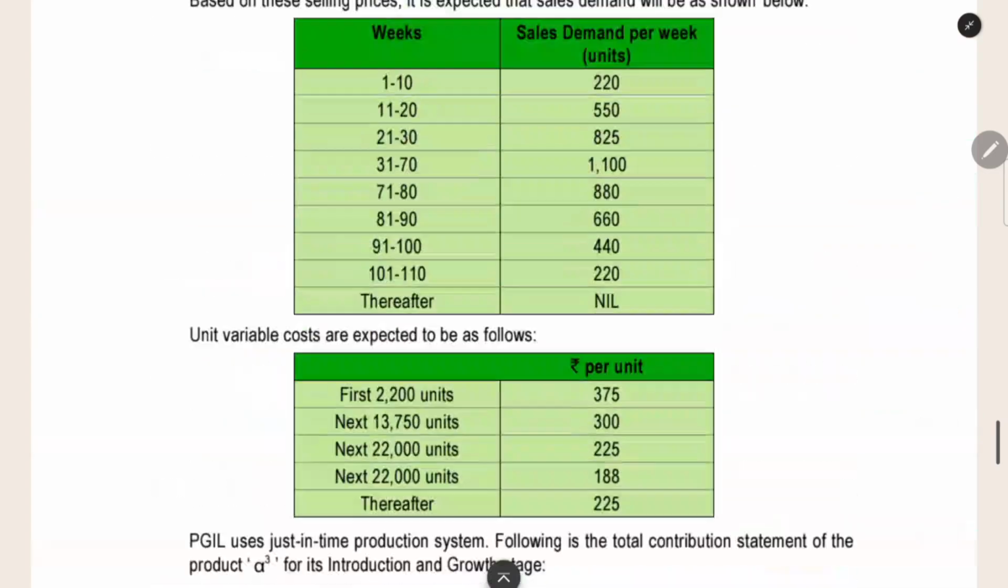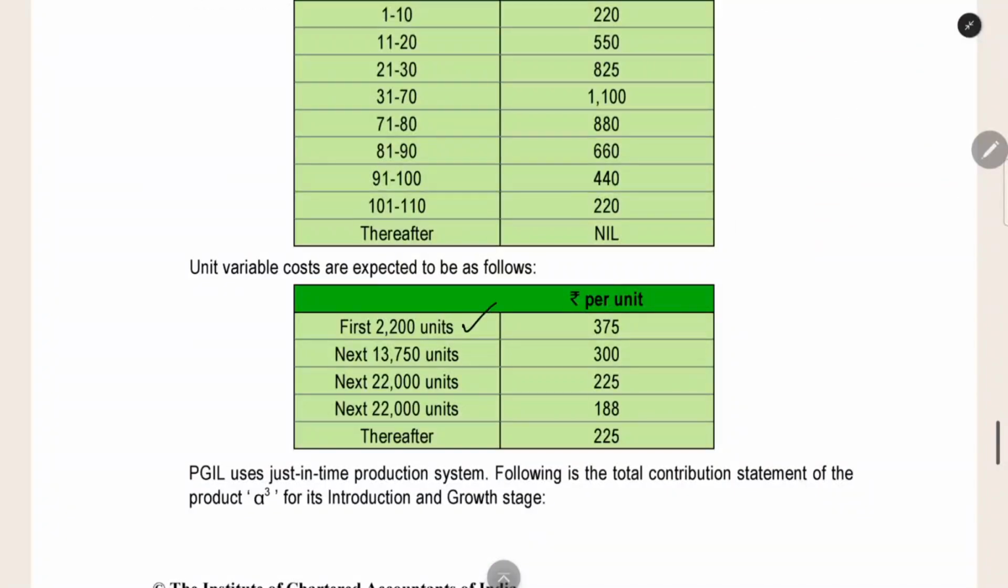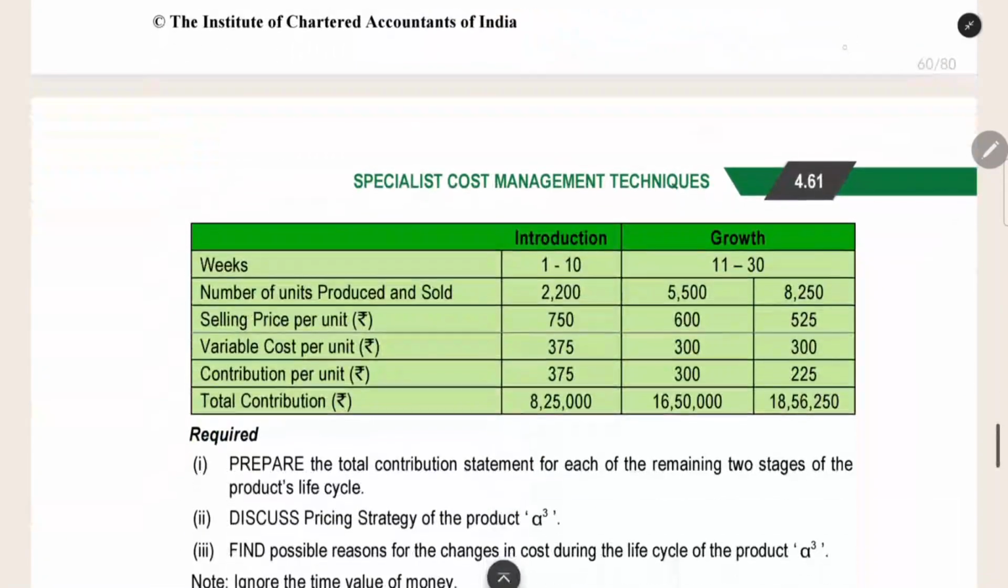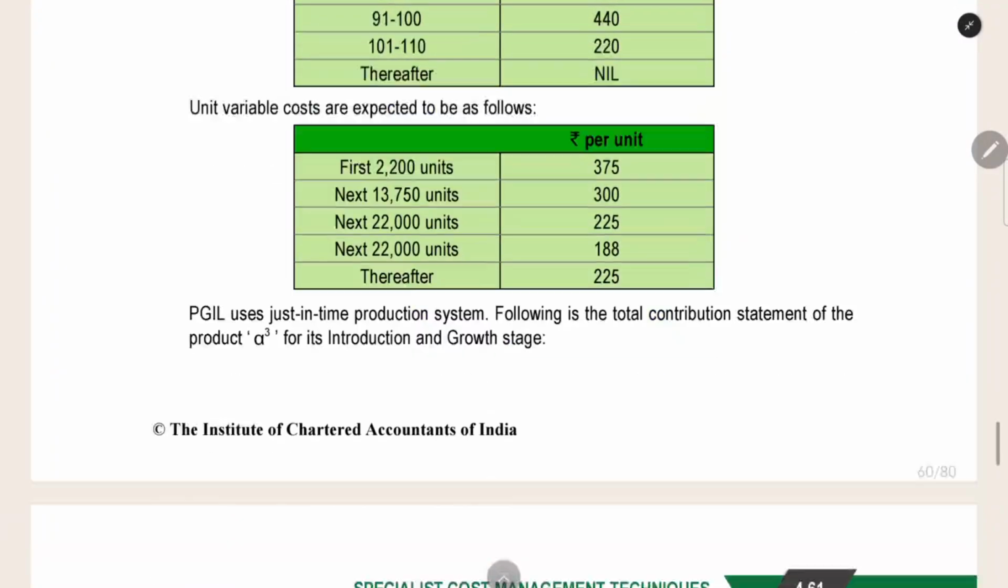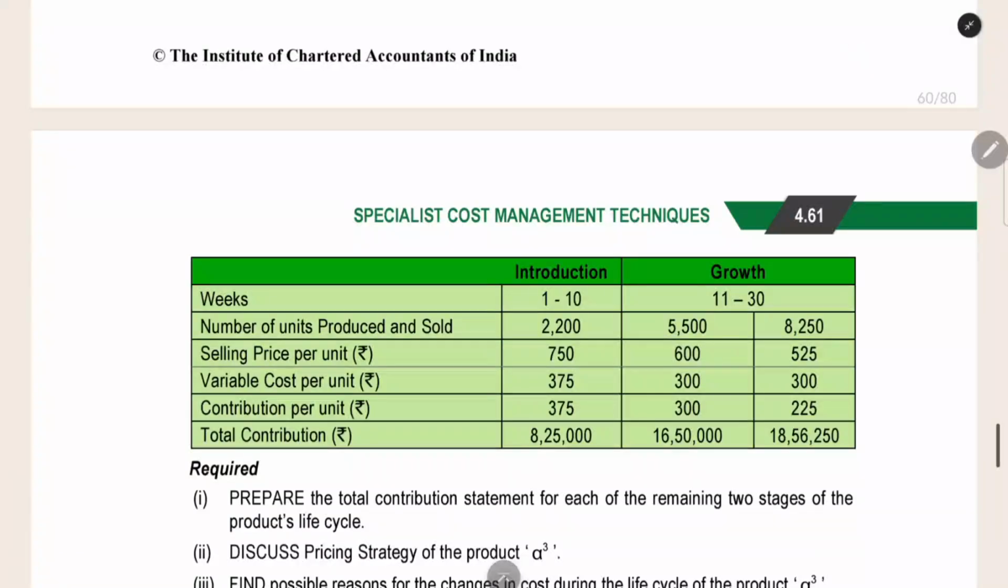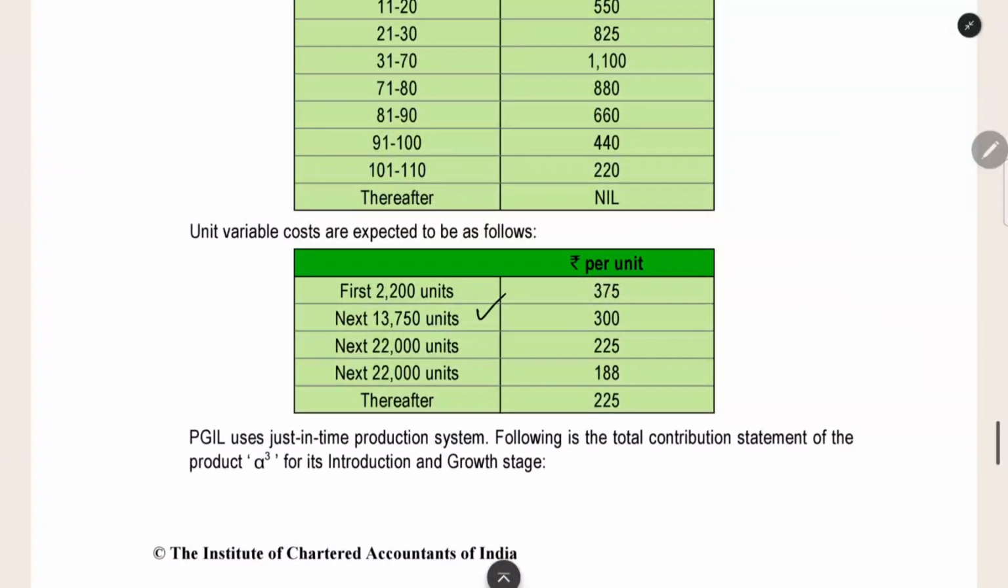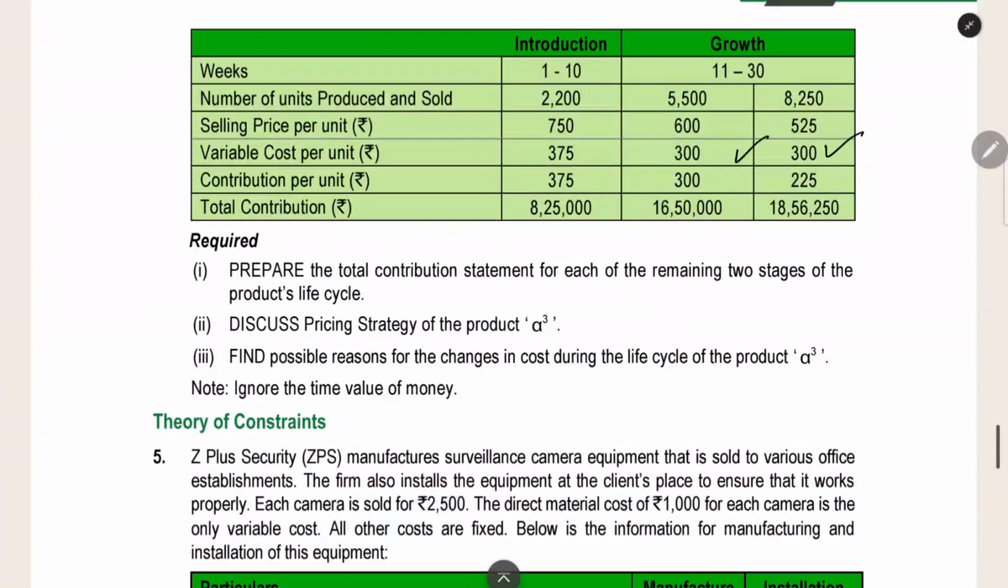And then variable cost also. Variable cost, first 2,200 units, which will be 375. Same like that, first 2,200 units, we are getting 375. After that, next 13,750 units. Now in the growth stage, total how much units we are selling? We are selling 13,750 units in the growth stage. So for the next 13,750 units, what is the variable cost? 300 rupees. So we are getting 300 as the variable cost.